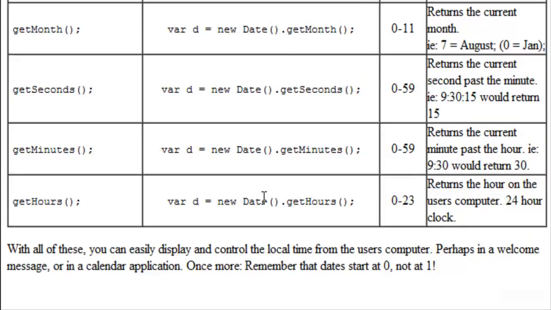So with all of these, you can easily display and control the local time from the user's computer, perhaps in a welcome message or in a calendar application. Once more, remember that dates start at 0 and not 1.